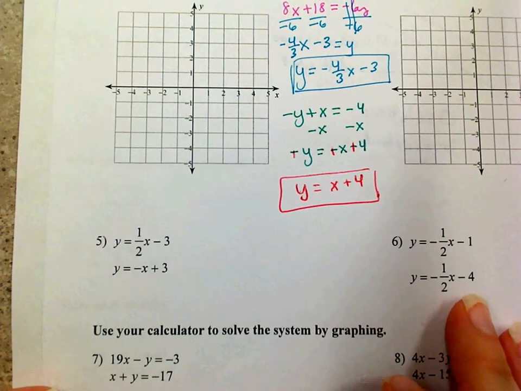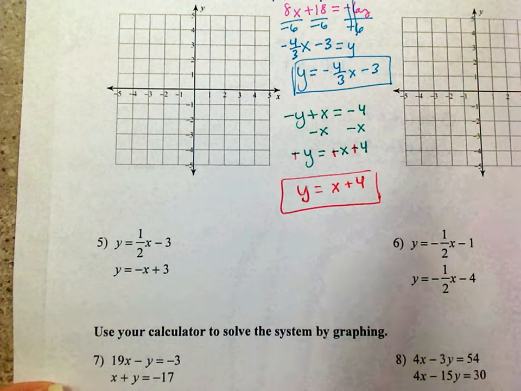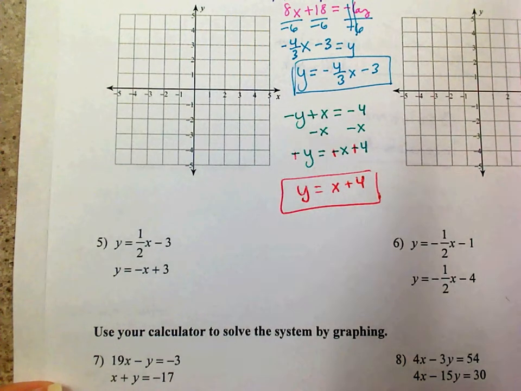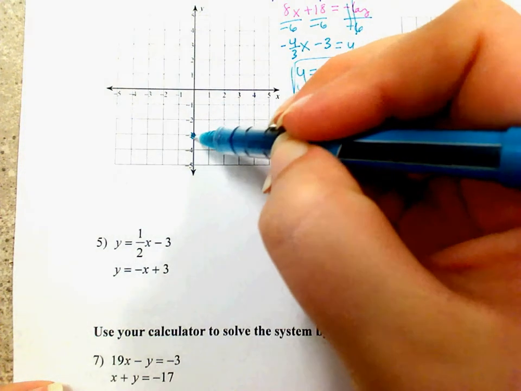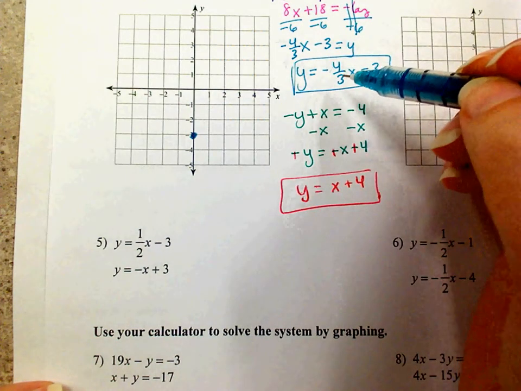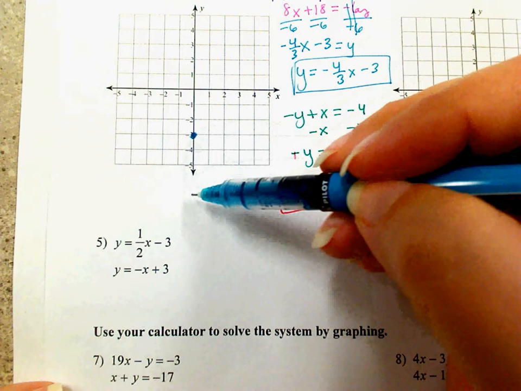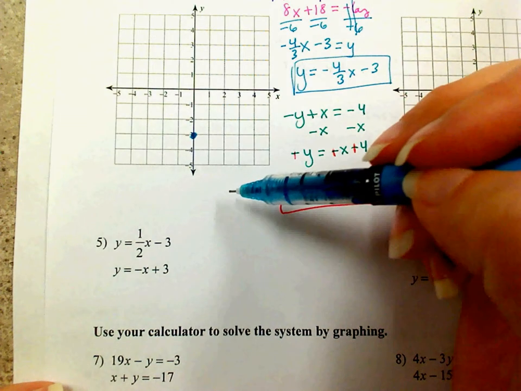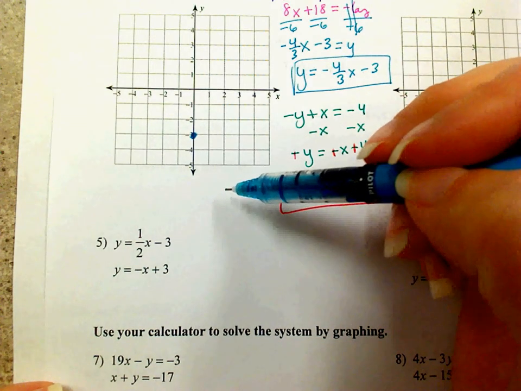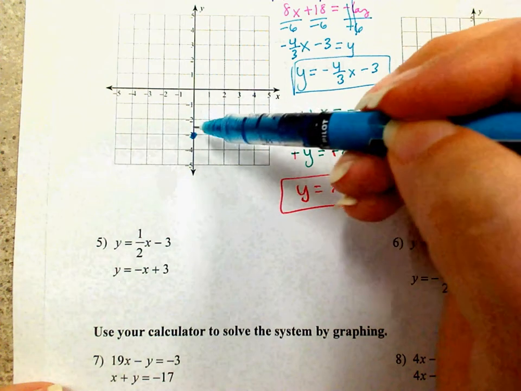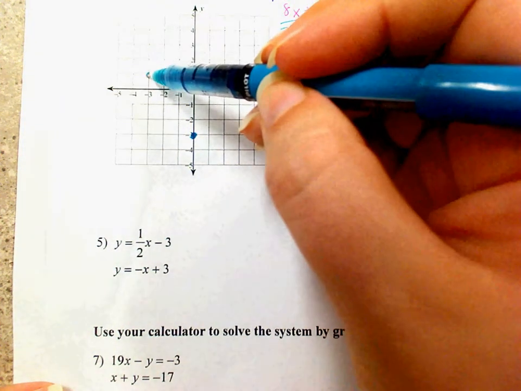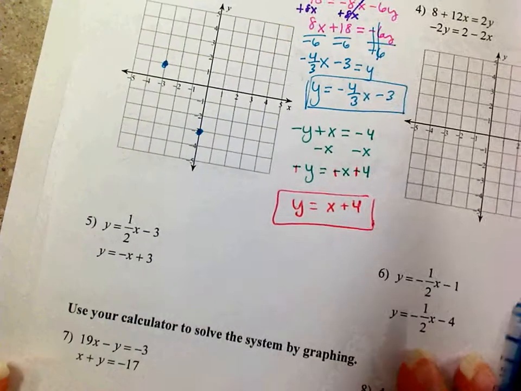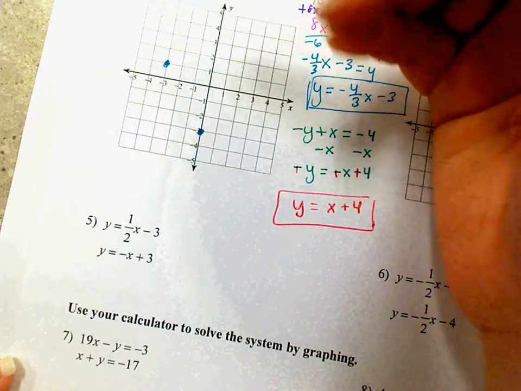Graph them. Okay, so on this one, let's go with that one. The y-intercept is negative 3, so I'm going to go down to negative 3 and put a dot. The slope is negative 4/3, so normally I would go down 4 and to the right 3, but I don't have enough room. So I'm going to go up 4, 1, 2, 3, 4, and to the left 3. I don't have enough room to do another one, so I might as well just connect them.